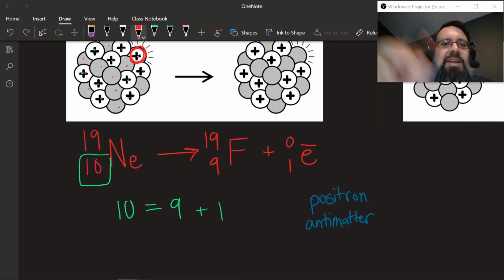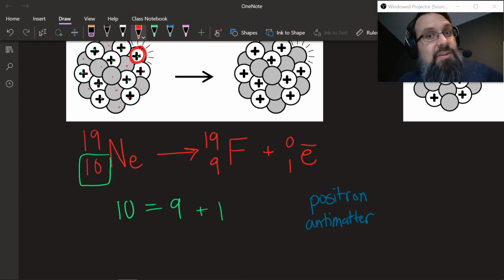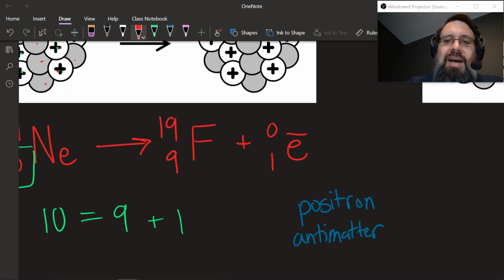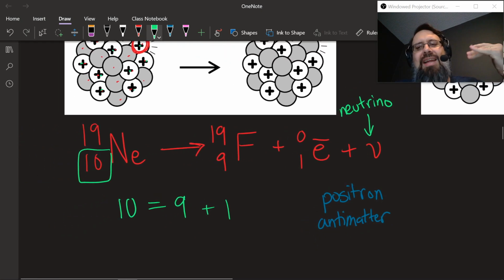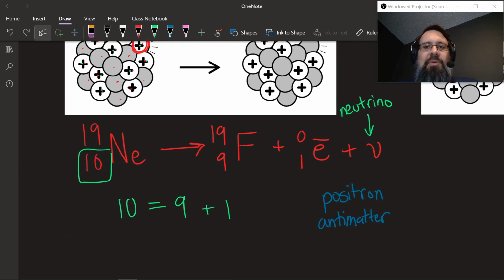And then if you check to see if momentum is conserved in this, it turns out that it's not. You have to add one other particle in there, and it's called a neutrino. I'm just going to put it there for completeness. I don't expect you to know what a neutrino is. They are very tiny. Neutrino comes from Italian for "the little one." It was almost like a ghost particle, a tiny little particle, and we just had to add it in so that momentum would be conserved in this process.